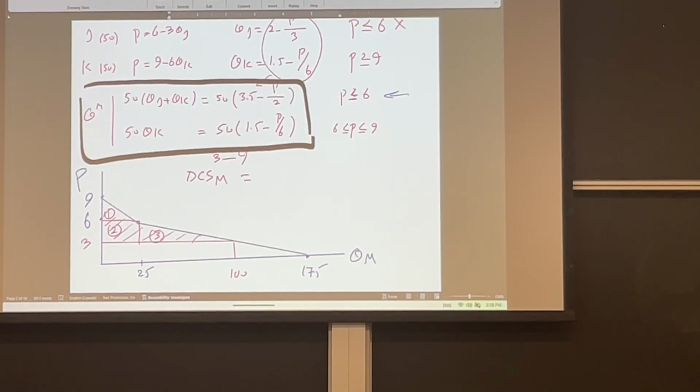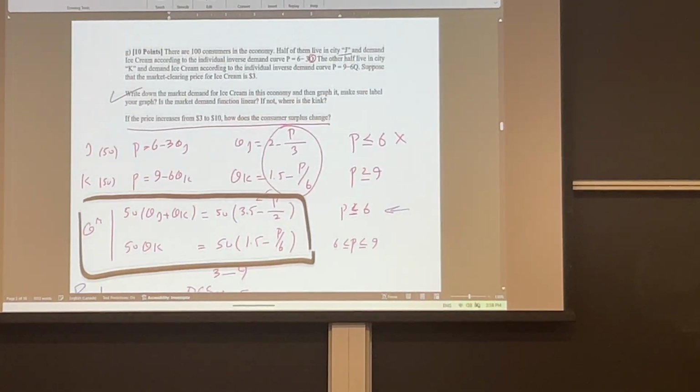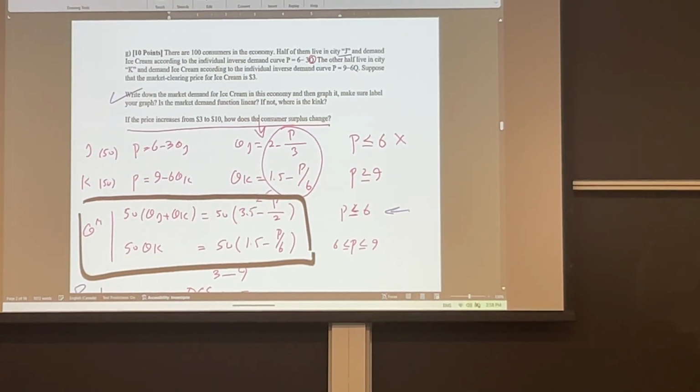I'm going to do it both ways. But I prefer the individual setup, because if you make an error there, you get partial points. If you make an error here, you get nothing. Okay, so let's see. I'm going to do it individually. I'm going to start with J, see what happened to them. I'm going to graph this one and see what happened to them when the price goes from 3 to 10.